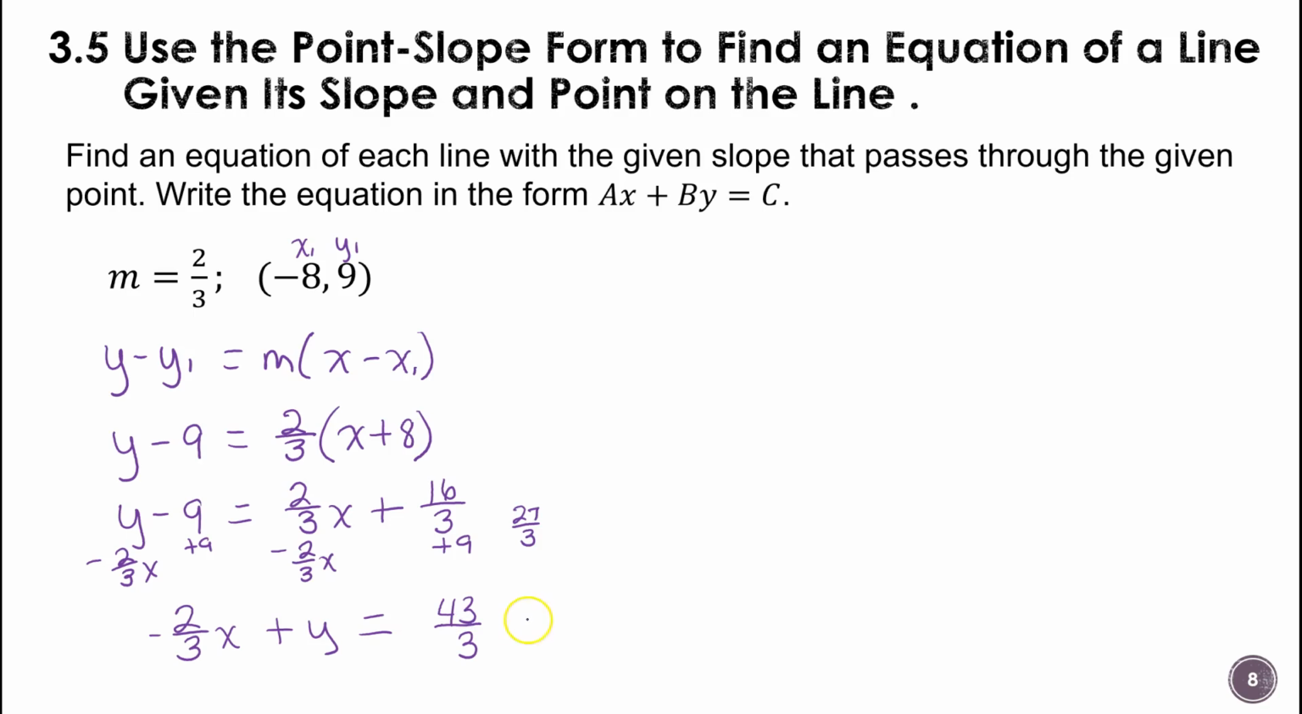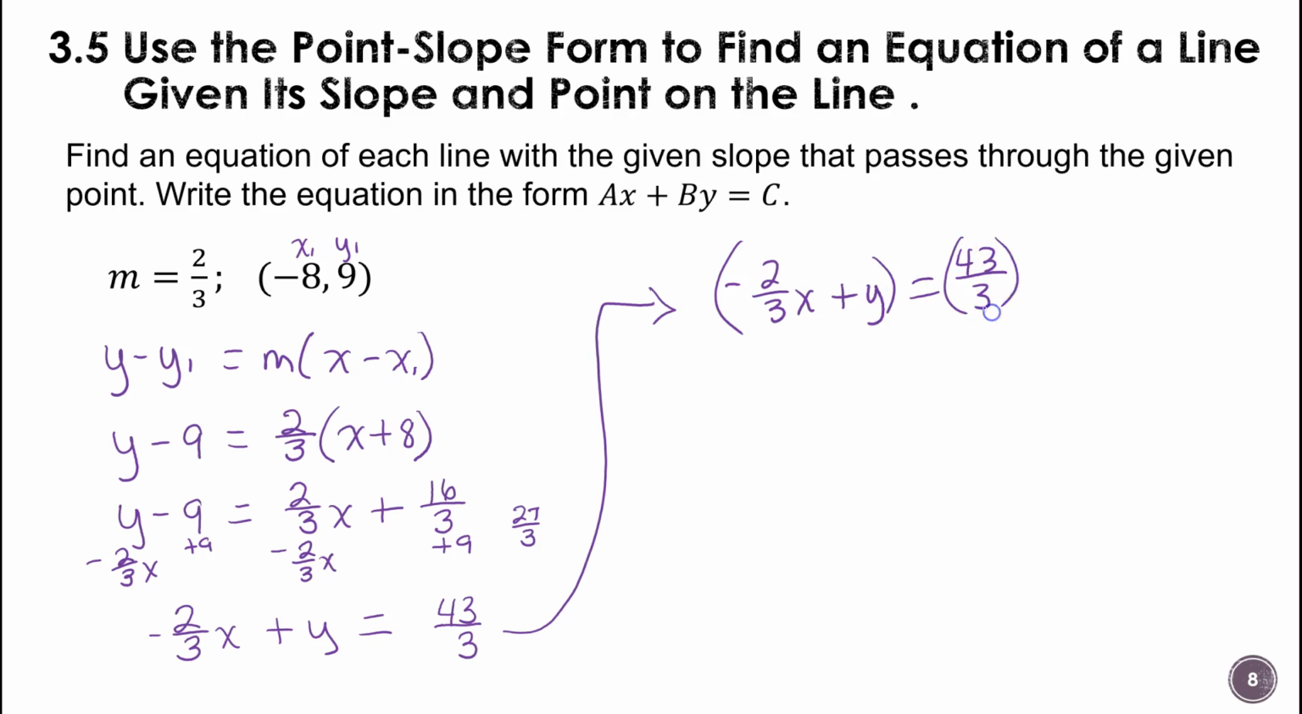Now, I'm going to take this up here so we can get this written in standard form: negative 2/3 x plus y equals 43 thirds. So what we have to do is multiply to clear the fractions and the fact that I need to multiply by a negative. So negative 3 on both sides. And here's what happens then. That's 2x minus 3y equals negative 43. And we are finished, and we have our equation written in standard form.